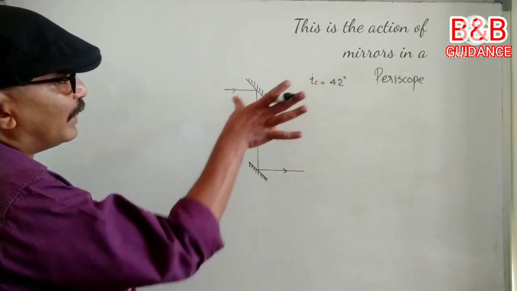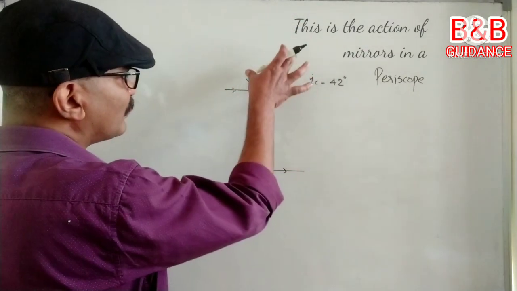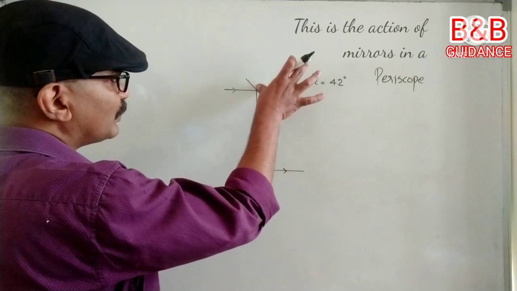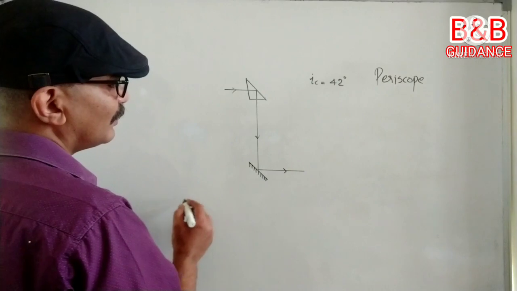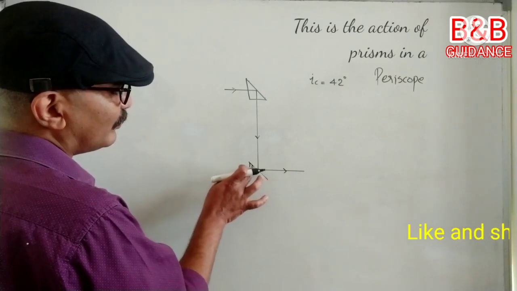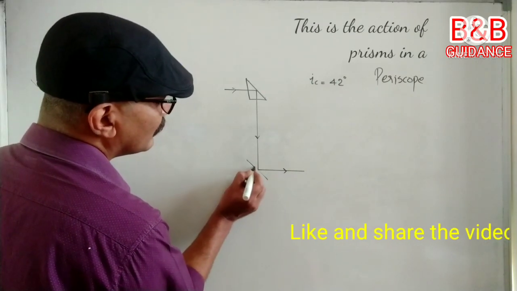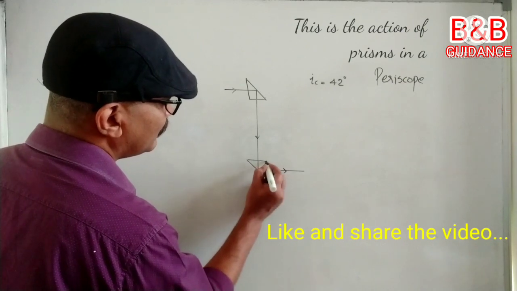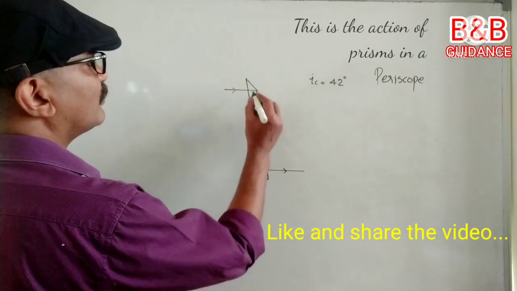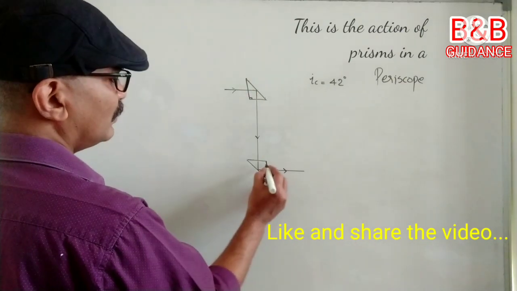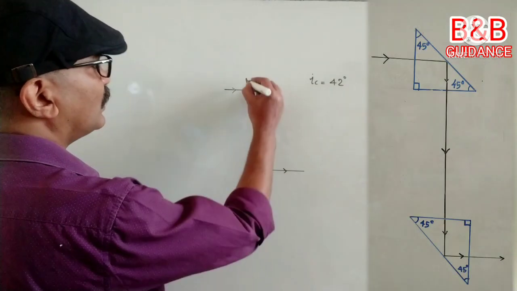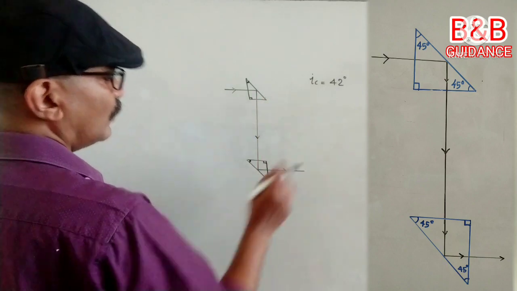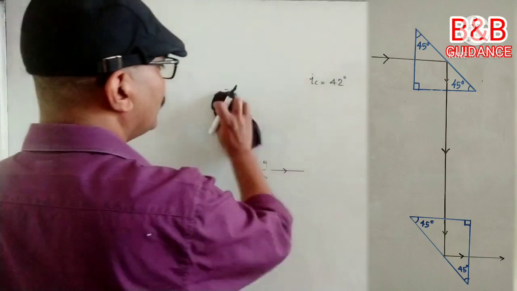Only one thing. If I have to replace it by prism, it is like this. This is not a mirror, I must make a prism. That's all. And here, instead of this, light must be reflected. I will keep the prism like this. This is 90 degree. This one is 90 degree. And I told you that these isosceles both are equal. Let us go for the next question.